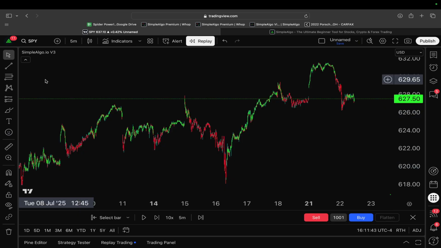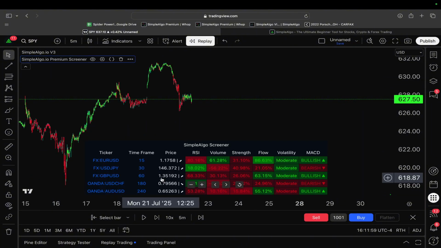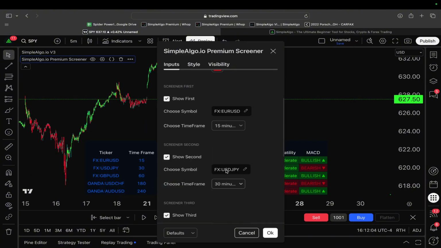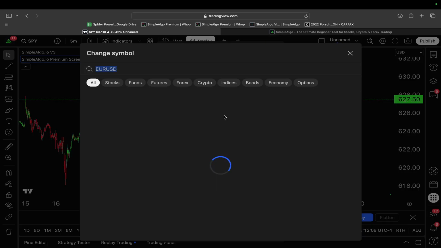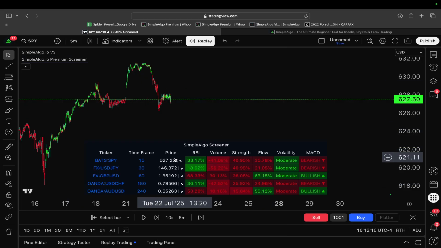Let's take a look at our premium screener. This is one we recently came out with. As you can see here, if you double click on the screener, you can change all the symbols. You can use Forex pairs, crypto pairs, anything that you can view on TradingView. For example, I'm going to put SPY right here as the first symbol, and it'll give you all of this information: the price, the time frame. You can also adjust the time frame as well, the volume, the strength, the flow, the volatility, and the MACD.